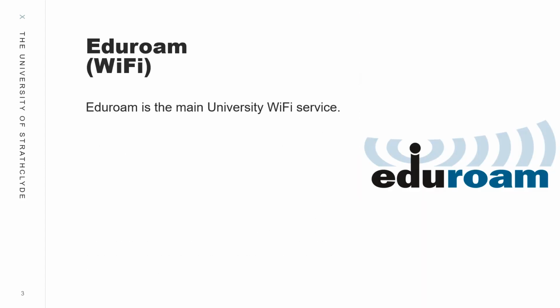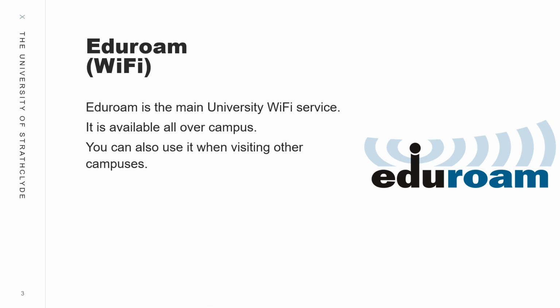So EduRoam is the main university Wi-Fi service. It is available all over campus, and once you've set it up in one location, that should be you able to connect your device anywhere on campus. You can also use it when visiting other campuses. So if you do go to use the library facilities at University of Glasgow, say, as long as you're set up on Strathclyde before you go, you should be able to connect to EduRoam there as well.